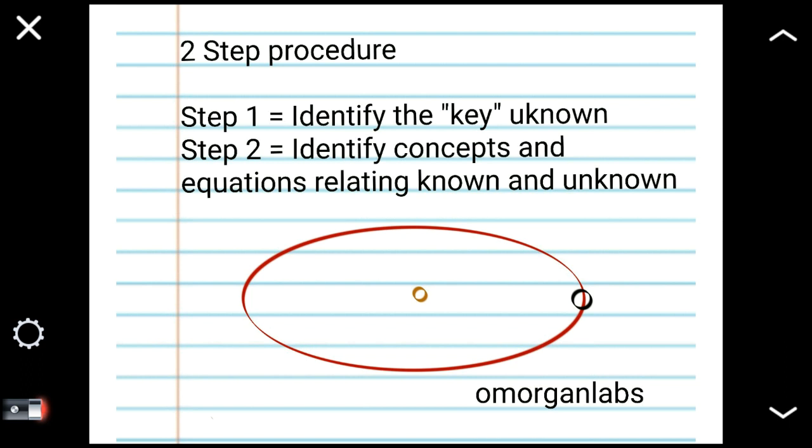Two-step procedure. Step 1 is identify the key unknown. What is your question asking you? Step 2 will be what concept or equation links your known and unknown variables.